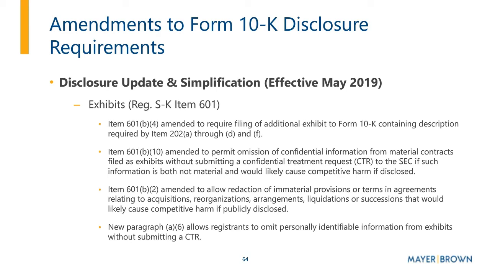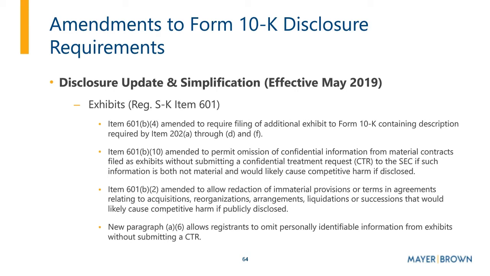Another change that has been made to Item 601B10 is to allow the omission of confidential information from material contracts that are filed as exhibits without having to submit a confidential treatment request to the SEC. But keep in mind that such information should both be not material and should be likely to cause competitive harm if disclosed. In the same vein, Item 601B2 was amended to allow redaction of immaterial provisions in agreements relating to acquisitions, reorganizations, etc., that would likely cause competitive harm if publicly disclosed.